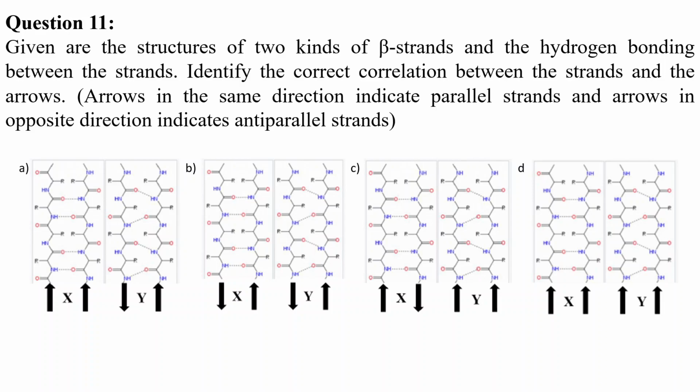So if you see, there are 4 different parallel and anti-parallel beta strands given, one of which is the correct representation. Can anyone find the correct answer? C. Yes, so C is showing the first pair to be anti-parallel and the second pair to be parallel. Okay, so let's take up one by one. The correct option is C.